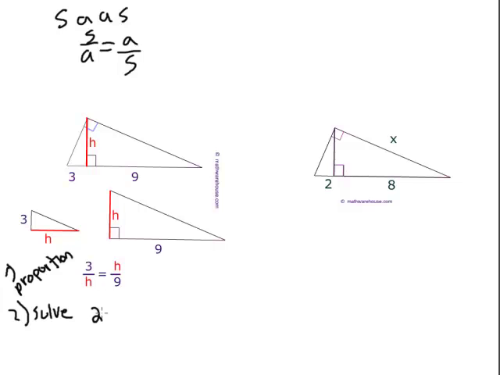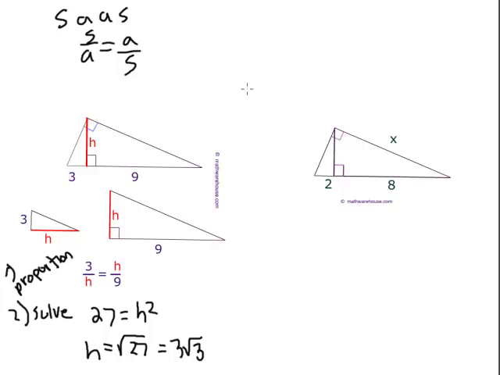9 times 3 is 27. And it is h squared. Alright, to finish up the solution here, h equals the square root of 27. And if you wanted to write this in simplest radical form, remember this would be 3 root 3.